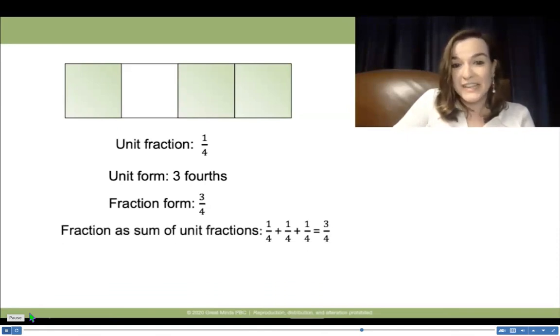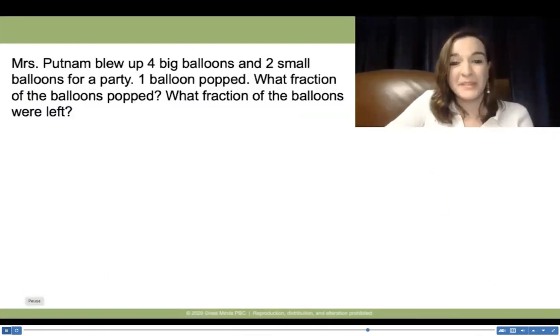Now let's try this idea in the context of a word problem. Erase your board. Let's first read the problem aloud together. Ready? Read with me. Mrs. Putnam blew up 4 big balloons and 2 small balloons for a party. 1 balloon popped. What fraction of the balloons popped? What fractions of the balloons were left?